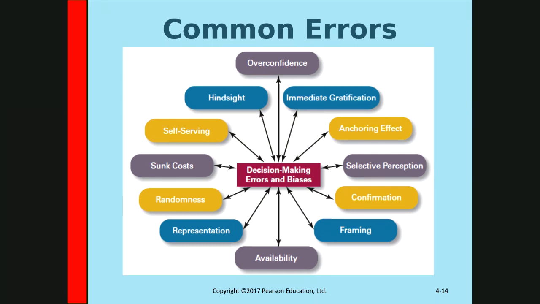The last one we talk about is hindsight. Hindsight is when the decision maker will think that they accurately predicted the outcome, when the event is actually already known.